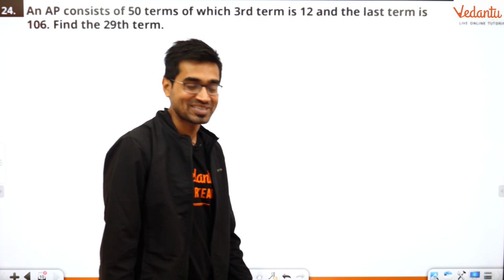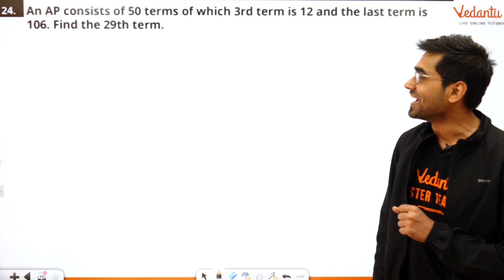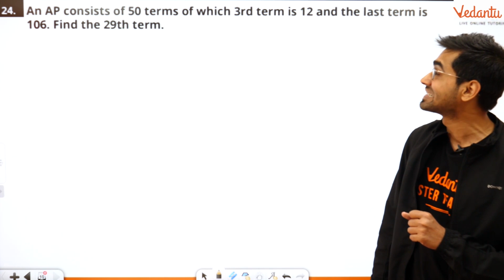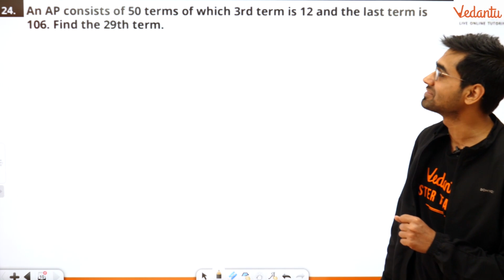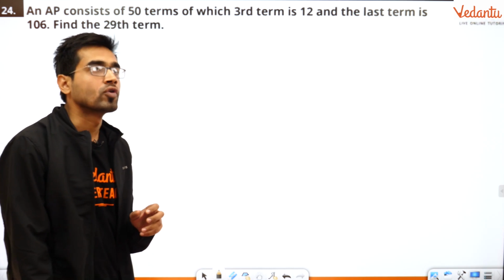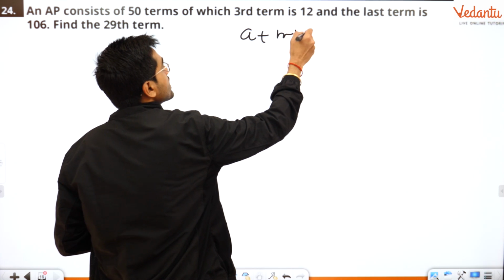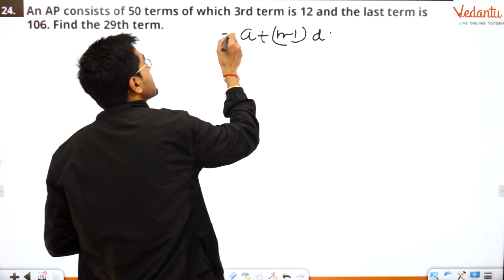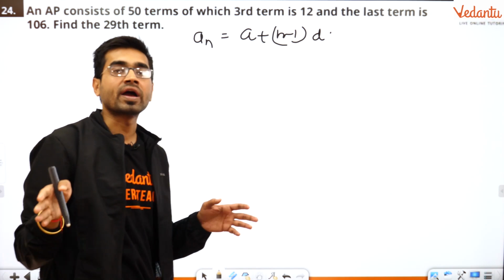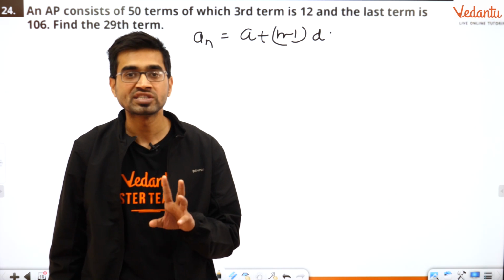Last question for today, question number 24. I think that video should have been shortened by now. An AP consists of 50 terms, of which third term is 12 and the last term is 106. Find the 29th term. Okay, just go with the flow. I'm gonna go slow a bit. What is the nth term formula? A plus n minus 1 into d. This is the nth term formula. If a series has finite terms, the last term is the nth term. ये तभी होता है, हमेशा नहीं होता.